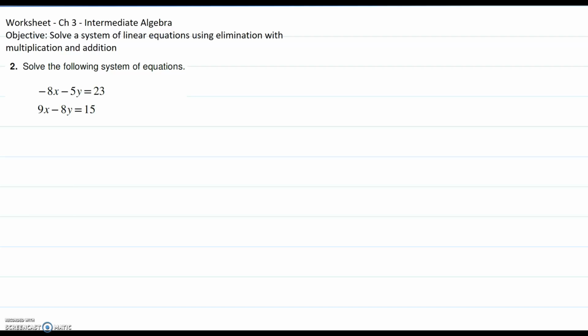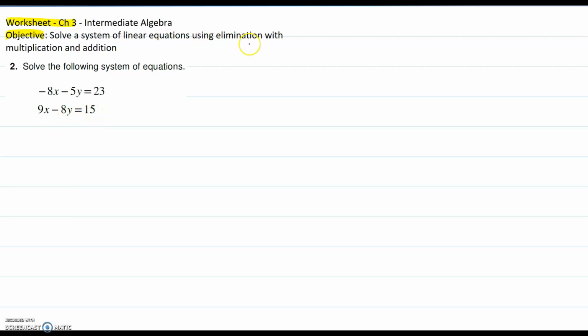In this video, I will be showing you problem number 2 of the worksheet on chapter 3 for the intermediate algebra class. Objective: solve a system of linear equations using elimination with multiplication and addition. Solve the following system of linear equations. Negative 8x minus 5y equal to 23, 9x minus 8y equal to 15.